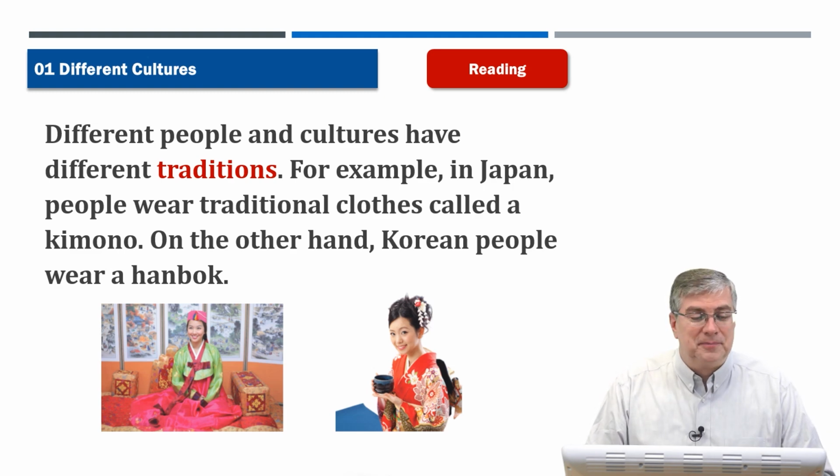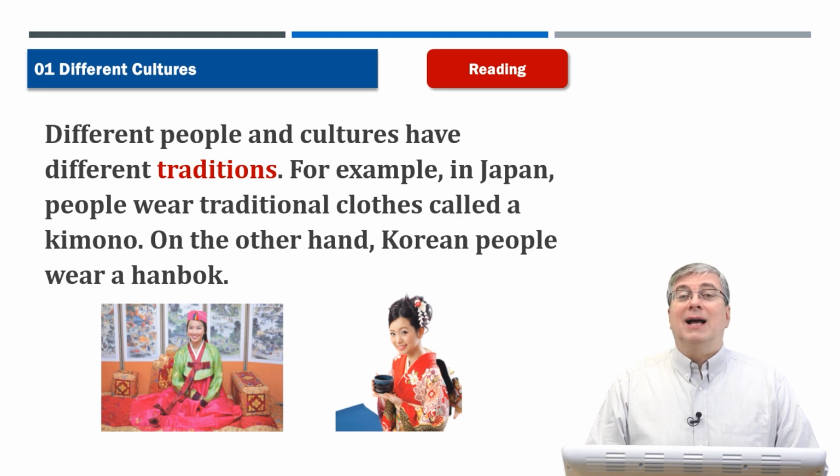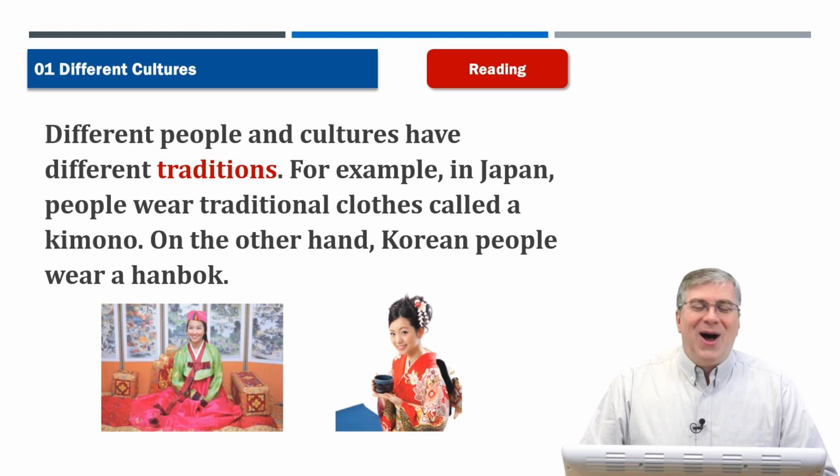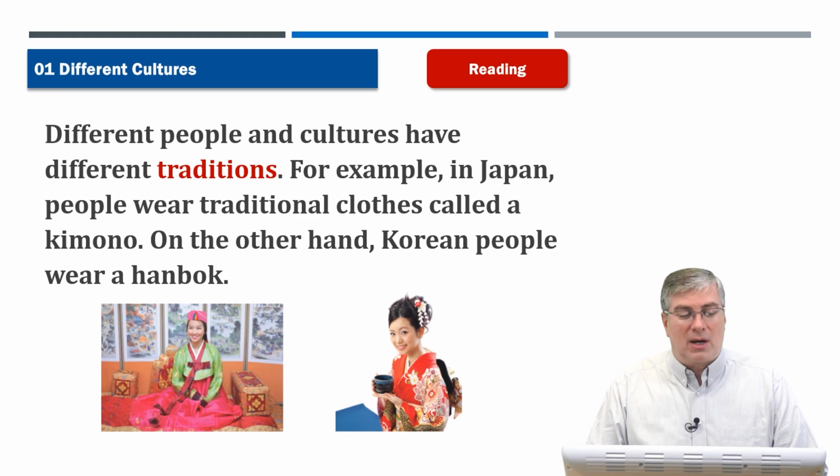Let's begin. Different people and cultures have different traditions. For example, in Japan, people wear traditional clothes called a kimono. Hai, wakarimashita. Okay. On the other hand, Korean people wear a hanbok. Ne, yappayo. Okay.